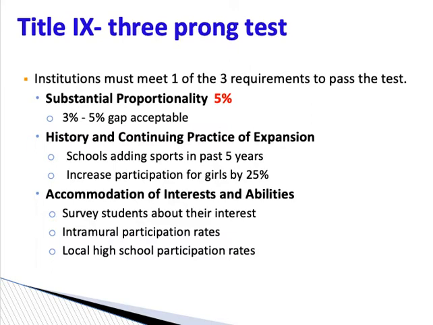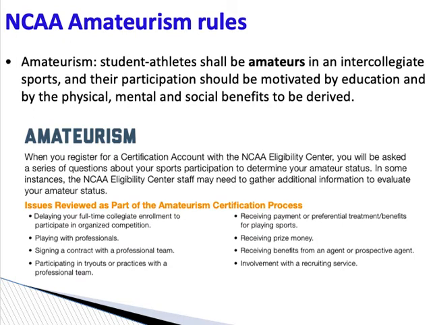The third policy we're going to talk about is the amateurism rule, which is the most debated topic in college sports. The reason a lot of people like to watch college sport is because people say, hey, athletes compete for the love, not for the money. So amateurism has made college sport pretty unique for a very long period of time. If you look at the NCAA's amateurism rule, it says student athletes should be amateurs in intercollegiate sports, and their participation should be motivated by education and by the physical, mental and social benefits to be derived.